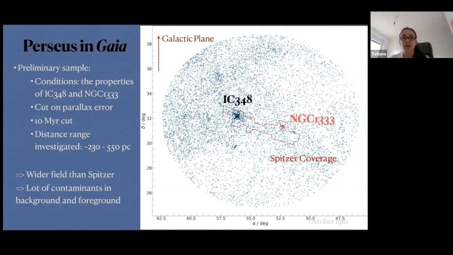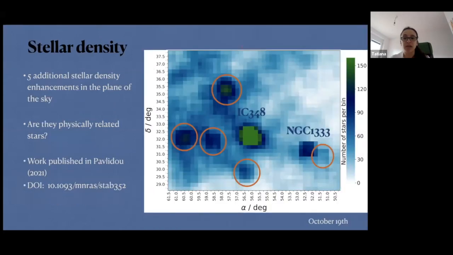A way to detangle this, I thought, was to create a grid in the plane of the sky and start counting stars in little boxes. And here what we see is basically a stellar density map of the region. We see that IC348 and NGC 1333 come out, which is good confirmation, but we see that there are 5 additional clusterings around. The question is, of course, whether these are accidental clusterings or groups of physically related stars. This is work that I published in my 2021 paper.